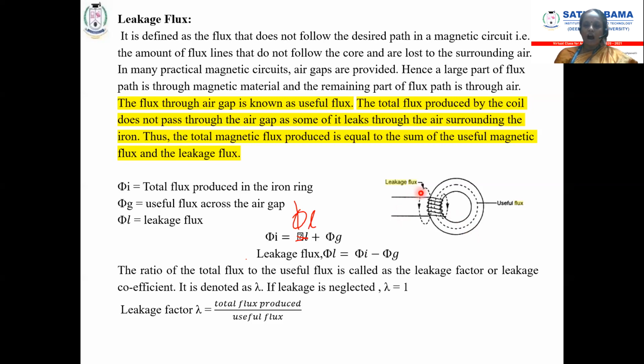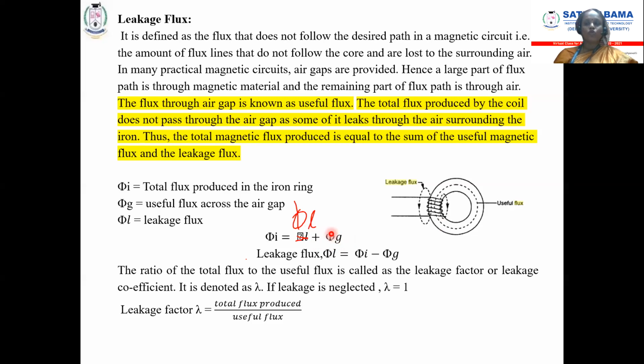Just see around the coil, the flux will leak. That is called a leakage flux. What is leakage flux now? The flux which does not link through the particular coil, and does not take part in the energy conversion, that particular flux is called a leakage flux. So the total flux produced in the iron ring is equal to useful flux plus leakage flux. That is, phi L is nothing but the leakage flux. Phi G is nothing but the useful flux.